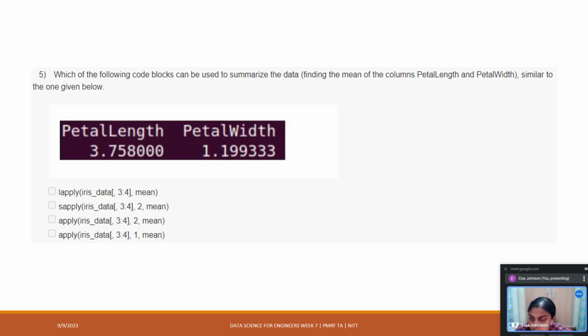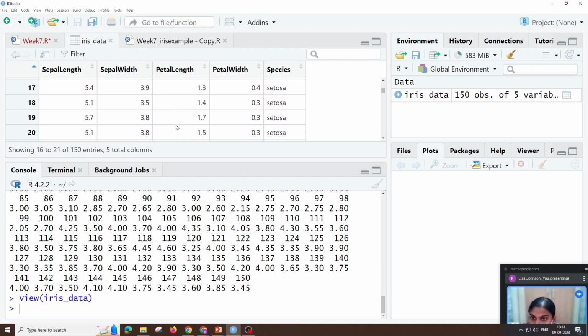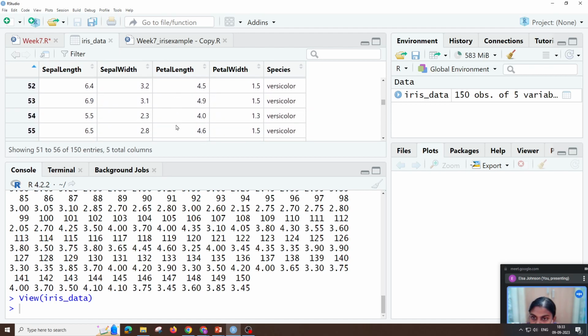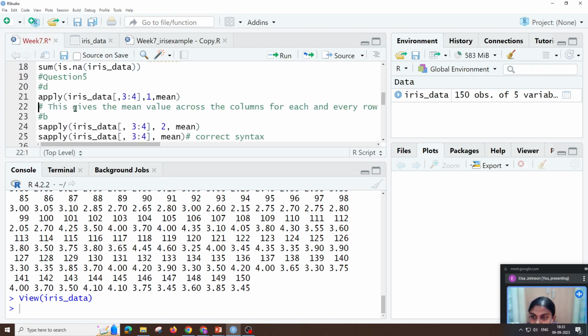This is iris data, this is the column petal length. For all these rows, the mean should be coming from this whole column, then the mean should be coming from this petal width. For that you have to change this particular apply to another format. So the fourth option was that.